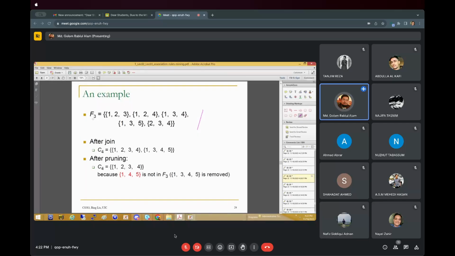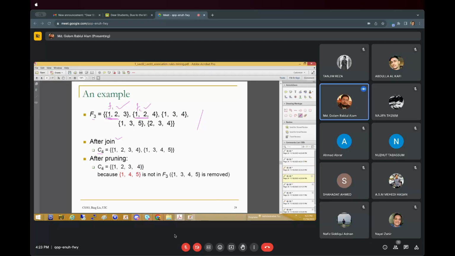Like in F3, we got this. So what can we do? At first we want to join and find out the C4. Now for joining, all these are 3 item sets, so the first 2 items must be the same. Here in this set we have 1, 2, and here is also 1, 2. That means we can join this subset and this subset. According to the algorithm, this is our F1 and this is our F2.